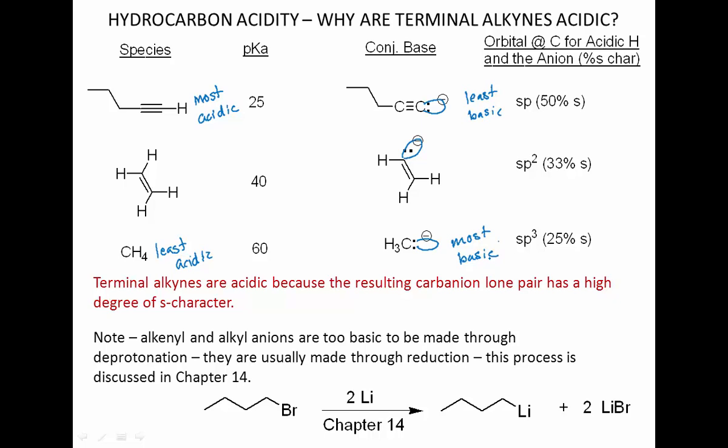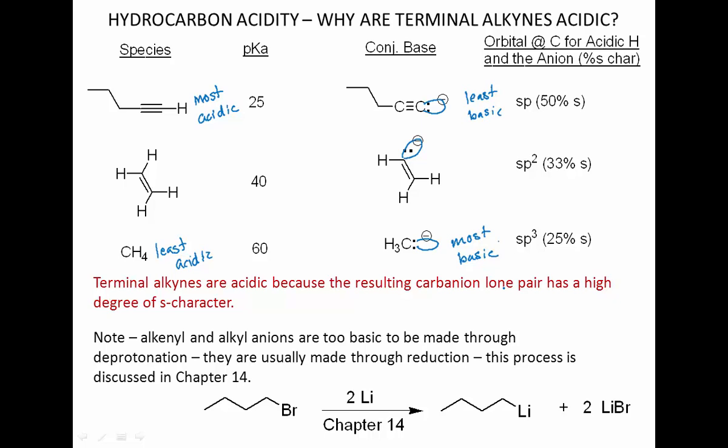All right. So the reason that terminal alkynes have this unique acidity is because the resulting carbanion lone pair has a very high degree of s character. So the s character here is 50%. This orbital is 50% s. This orbital here is only 33% s. And this orbital here is only 25% s. Okay, so an s orbital spends a lot of time closer to the nucleus, which has a humongous positive charge. So that's stabilizing. It's more stabilizing to have an anion in a high s character orbital. So that accounts for the fact that terminal alkynes are uniquely acidic.